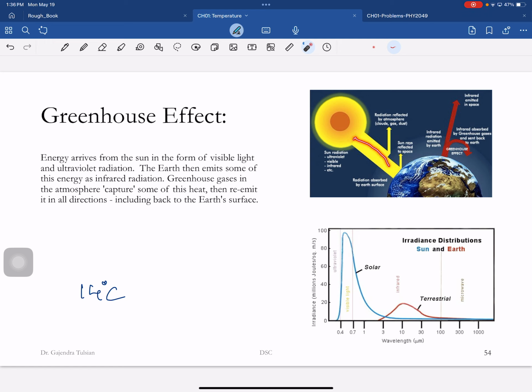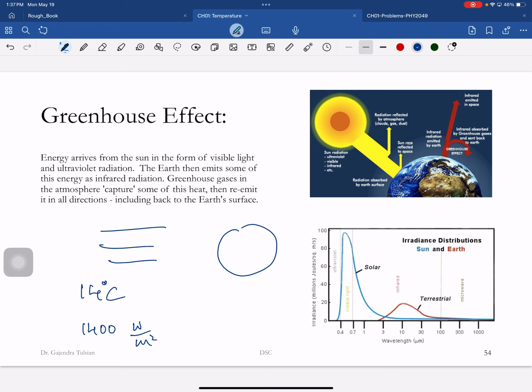Now here's energy coming to you from the sun. This is coming in invisible light, with a shorter wavelength. How much energy is getting to you? It's 1400 watts per meter square. So here's the Earth, and here's sunlight coming. Every meter square is getting 1400 watts per meter square.